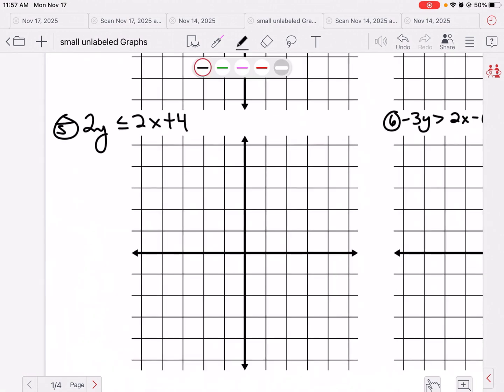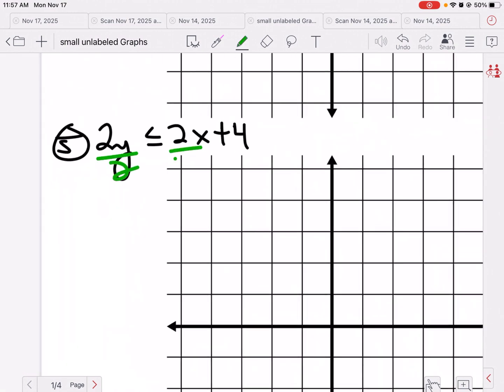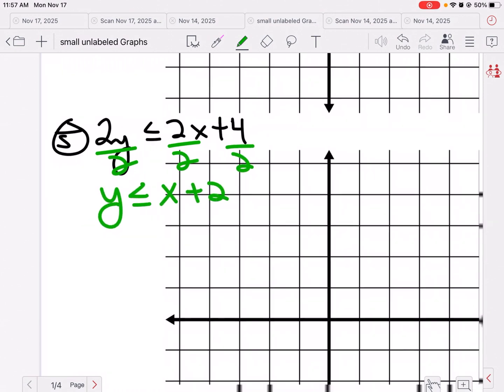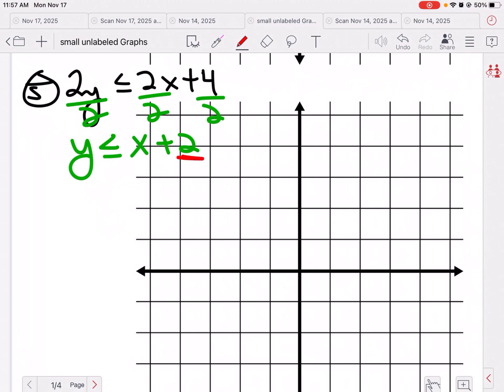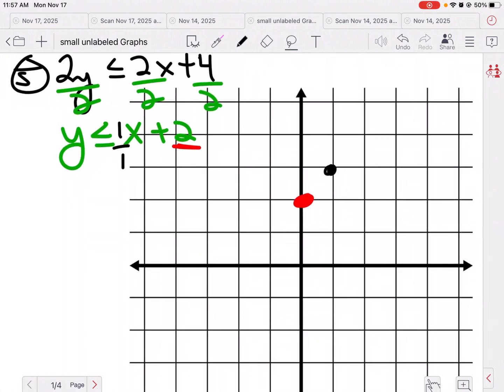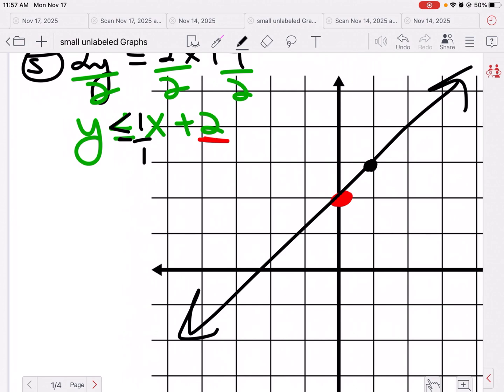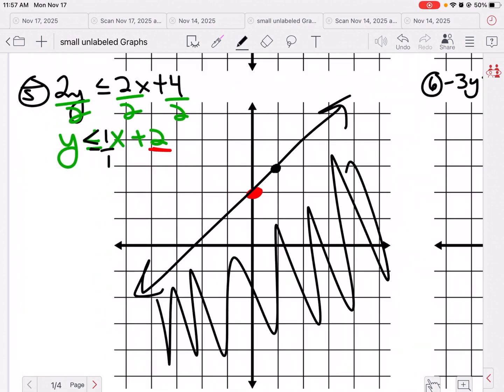Number 5, y is not by itself, so I'm going to divide every piece by 2. I'm dividing by a positive, so my inequality does not change. Again, I'm going to plot +2 as my y-intercept. My slope is 1 over 1, so I'm going to go up 1 over 1. And then this one is going to be a solid line again, because there is a solid line underneath. And since y is less than the line, I'm going to shade on this side.